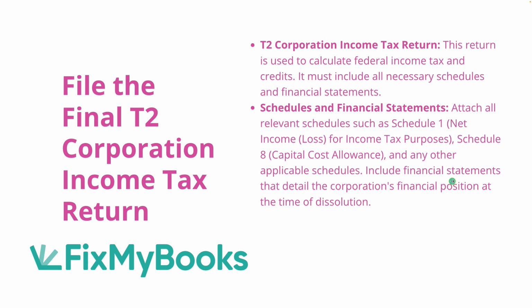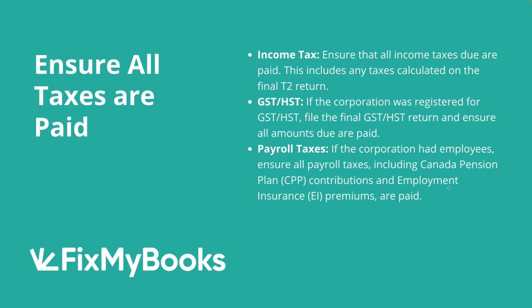Number 2 is to ensure that all taxes are paid. If number 1 is to calculate how much tax you owe, number 2 is to actually pay the taxes that you owe. What will usually happen is you'll file the final return, you'll get your notice of assessment, and then obviously just pay the tax.